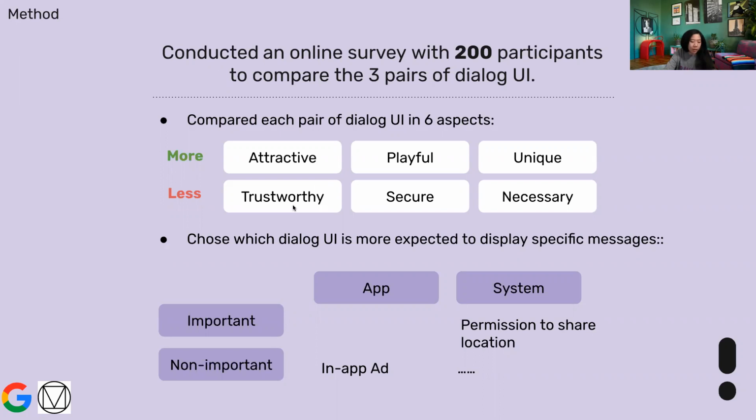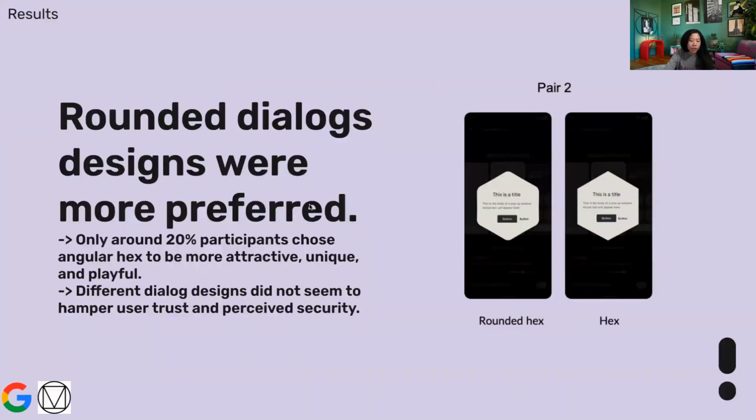What did we find? First, our results show that users seem to prefer rounded dialog designs. Because dialog UIs with angular shapes were less likely to be chosen to be more attractive, playful, or unique compared to UI containers with rounded shapes. However, we found that different dialog designs did not seem to hamper user trust and perceived security.